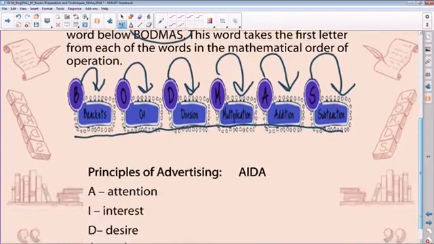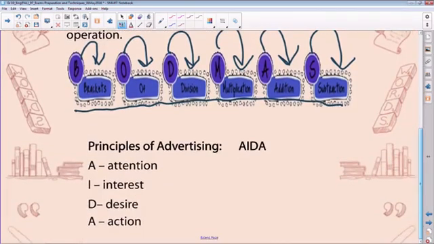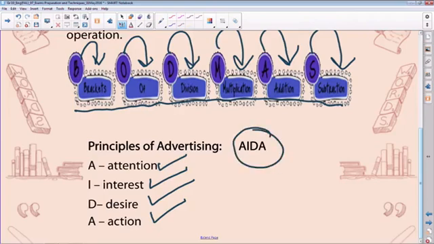Another example would be in advertising. We use the principle of advertising where we want to grab the audience's attention, we want to spark their interest, we want to create a desire, and we want to spur them into action. And how do we remember that? Instead of remembering attention, interest, desire, action, we remember ADA. And there we have an acronym. So acronyms are very, very useful.